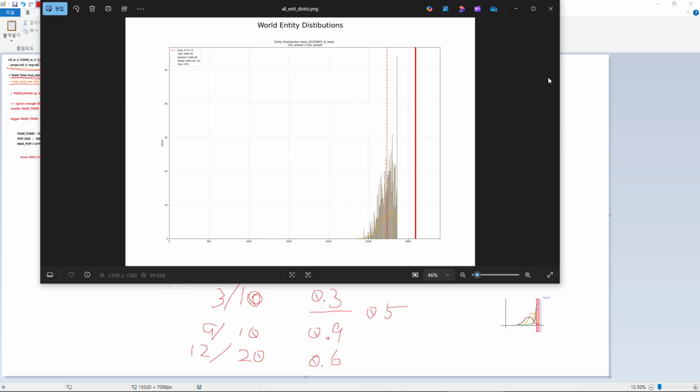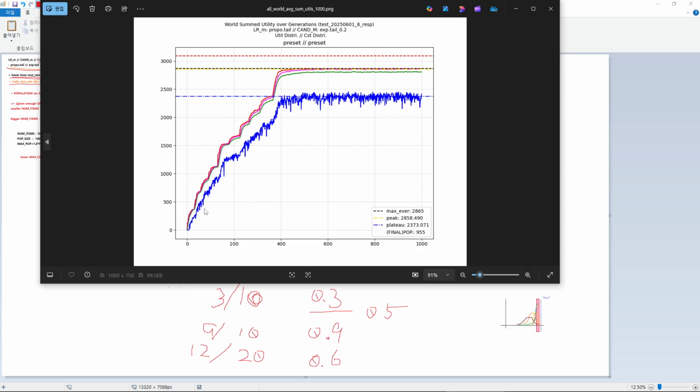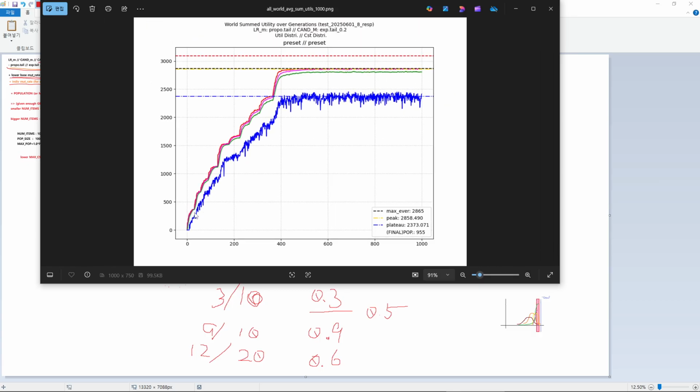And here's the distribution, and here's what we get. So now you see more steps here. Now the eras actually show on the summed utility plot. But no buts, not yet. And the maximum ever was the true ceiling, what is known to be the true ceiling.